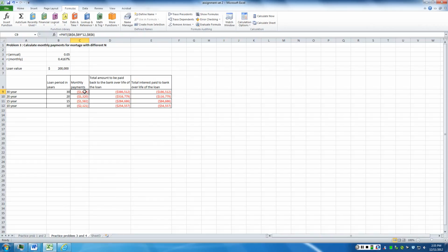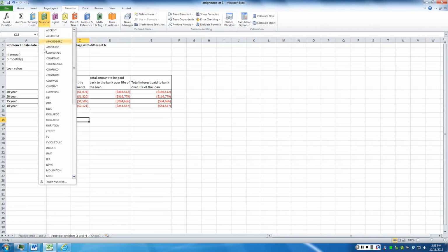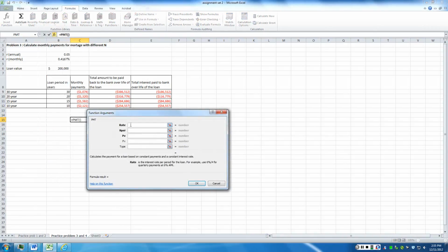from Excel again. So I'll do it again over here. I'll open another one over here so you can see it again. So I'll go to the formulas, go to the financials, and look to see what the monthly payment would be. The payment will be PMT. So we're going to do PMT. The box opens up. We need the rate. The rate will be this annual amount here, but we are going to divide that by 12.